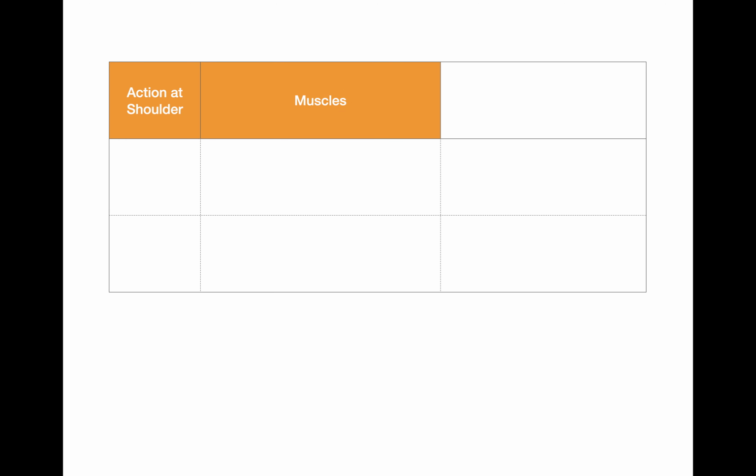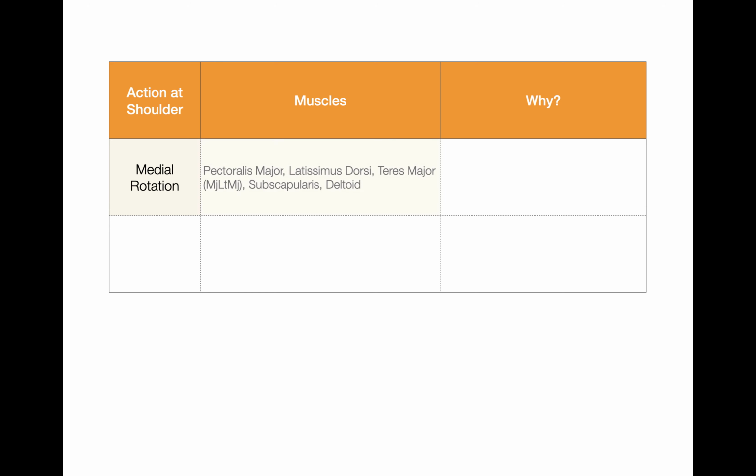The next 2 actions that we'll look at the shoulder include medial rotation and lateral rotation, also known as internal rotation and external rotation, relatively speaking. So for medial rotation, notice the 3 muscles show up together again: pectoralis major, latissimus dorsi, teres major. Oftentimes we can use a bit of a tool here, the lieutenant or latissimus, between the 2 majors. Subscapularis and deltoid also help with medial rotation.